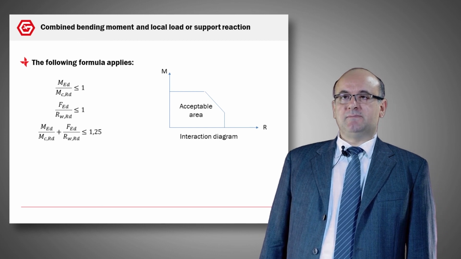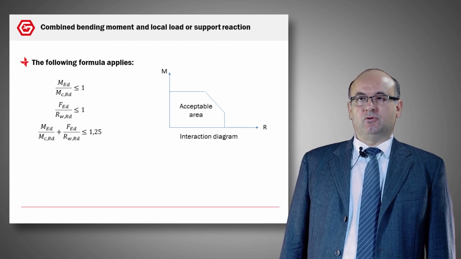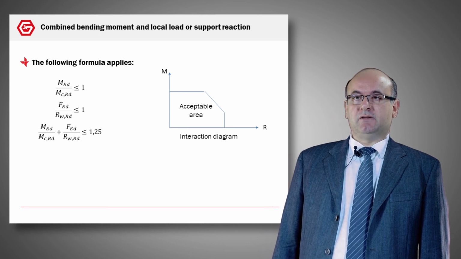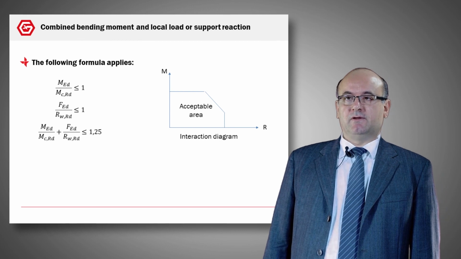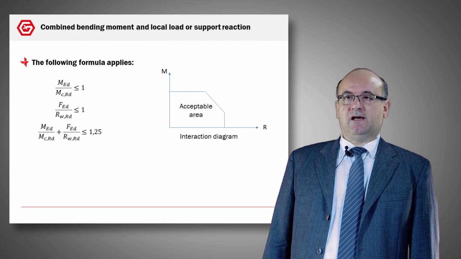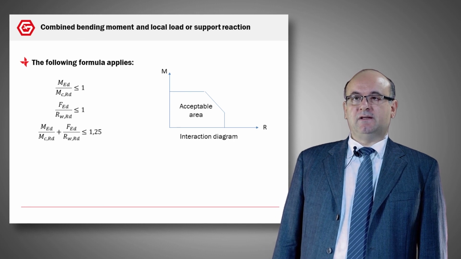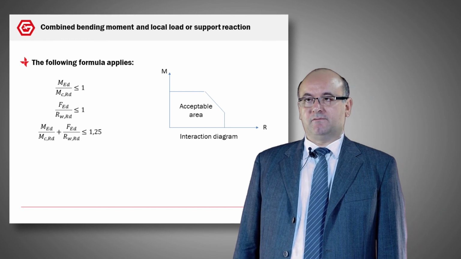MED divided by MCRD must be inferior or equal to 1, and FED divided by RWRD must be inferior to 1. But we also have an interaction between the bending moment and the action on the support at an intermediate support. In this case, we have to respect the last condition: MED divided by MCRD plus FED divided by RWRD must be inferior or equal to 1.125.